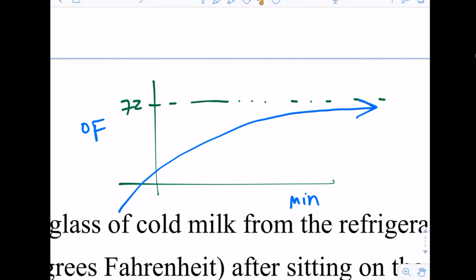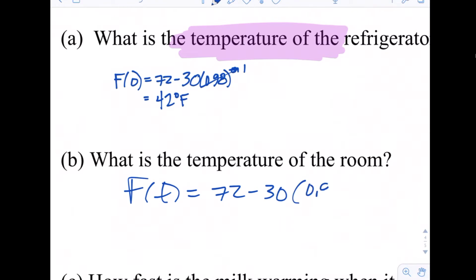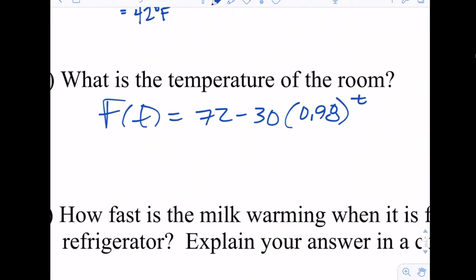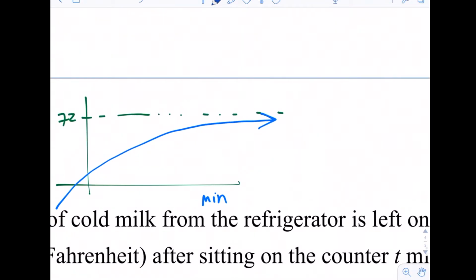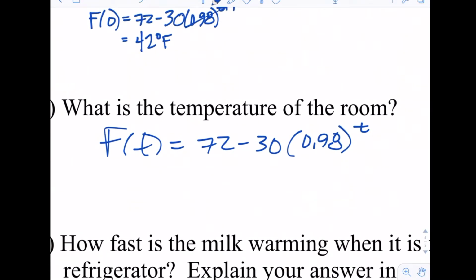What if you didn't know what the graph looked like? What could you do with this equation, f of t equals 72 minus 30 times 0.98 to the tth power? What could you do to analyze that to get the room temperature? Find the derivative where the slope is 0. Will the slope ever equal 0? It's approaching 0. What could you do? Could you assume that if you let the milk sit out long enough, a huge number for t?